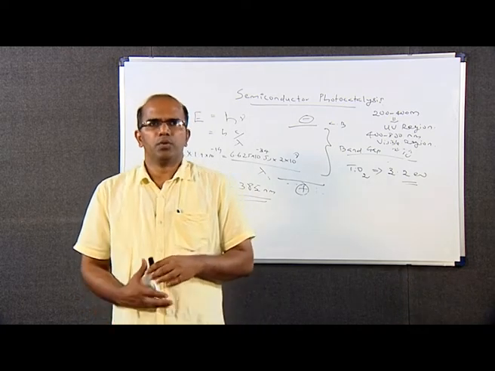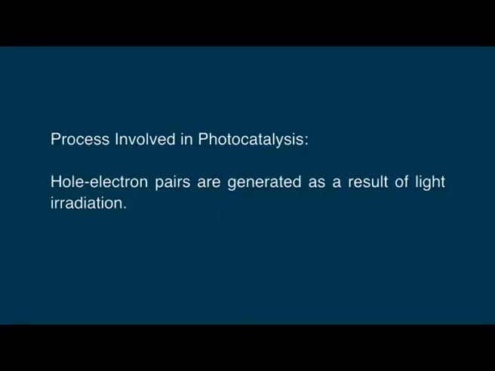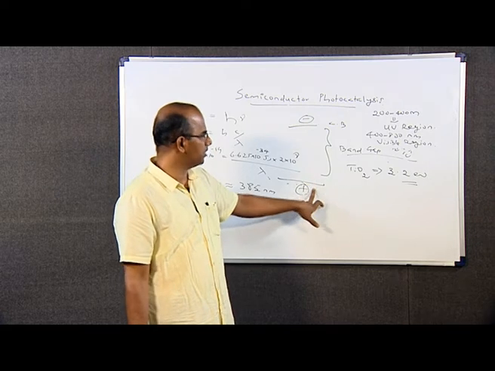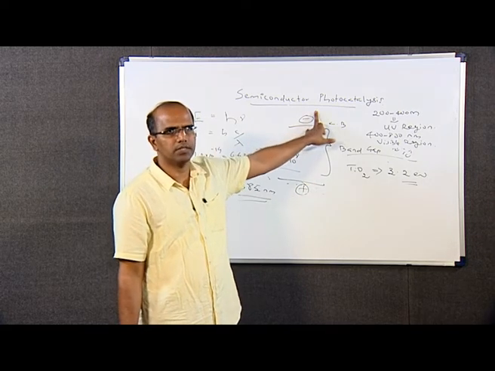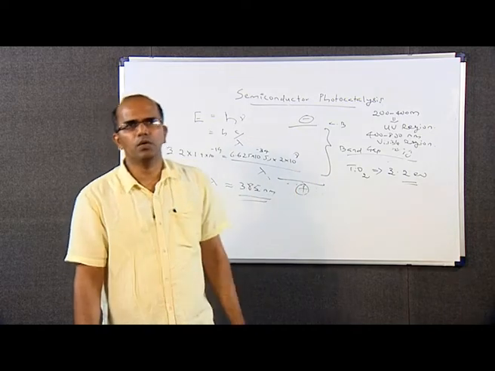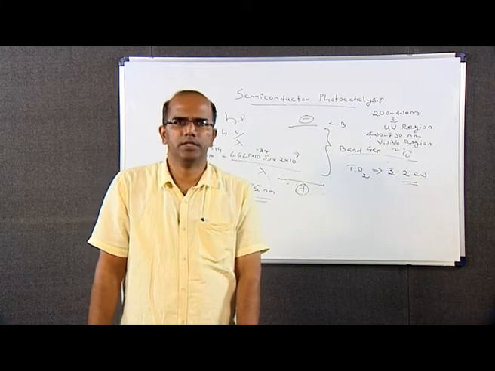Now the processes involved in photocatalysis are: the first one, the hole-electron pairs are generated as a result of light irradiation, meaning that the electron will be ejected from the valence band to the conduction band. That is the first process involved in the photocatalysis. Hole-electron pairs are generated as a result of light irradiation.